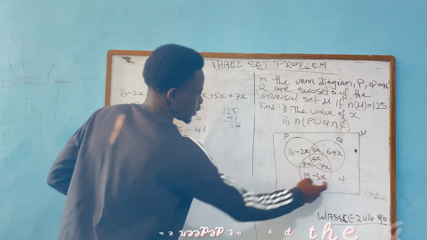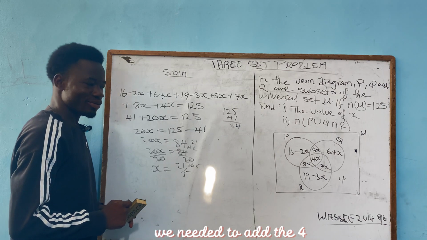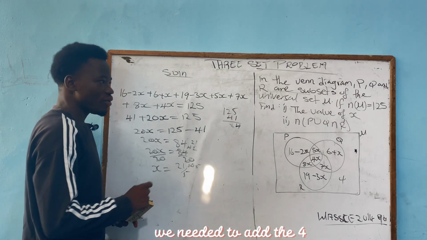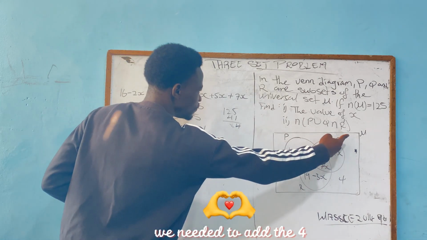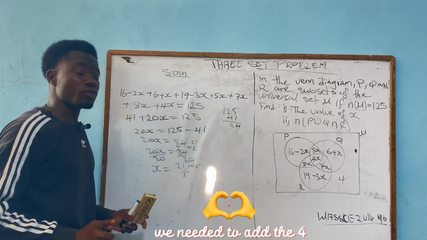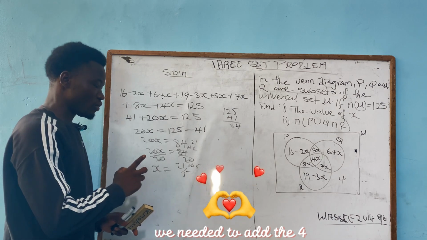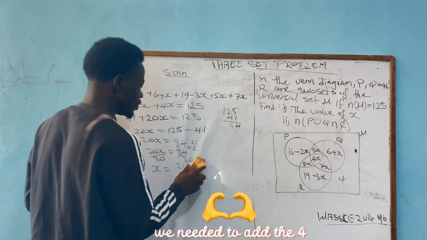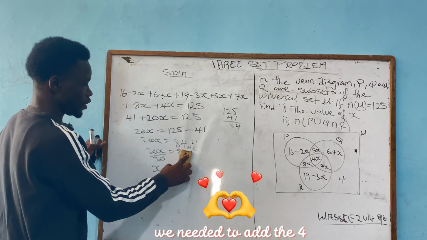There's a 4 here, which we have not included. Which means that we are going to miss it, because everything inside here is a universal set. So we have to include a 4. If not, we're going to get our answer wrong. So I'm just going to take it from here.